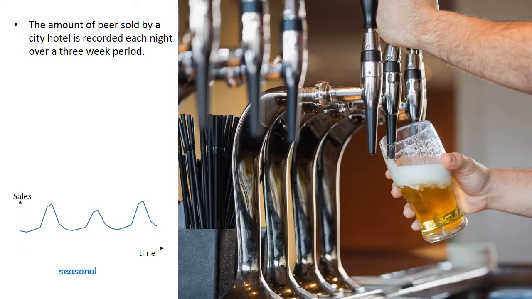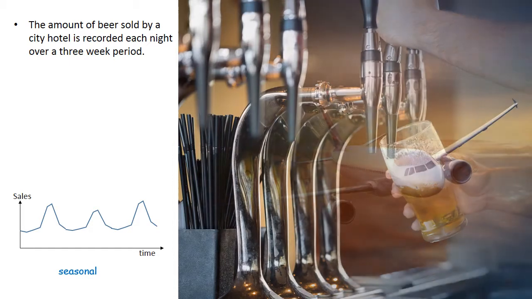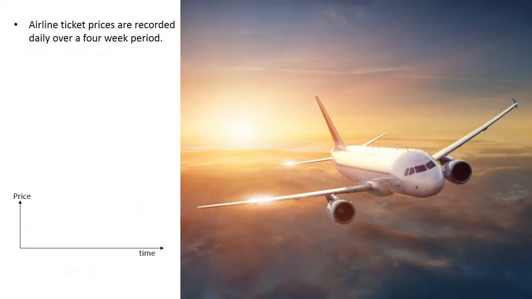From one week to another though, the same sort of pattern would be recorded, and the regularity is indicating seasonal data. Airline ticket prices are recorded daily over a 4-week period. If you've ever gone to book airline tickets, you will find they jump up and down a lot for no apparent reason. The sort of graph you would see would be something like this, and this is pretty much random data.